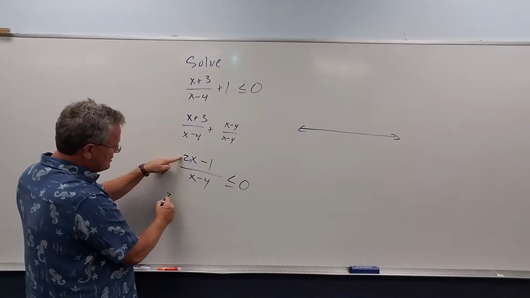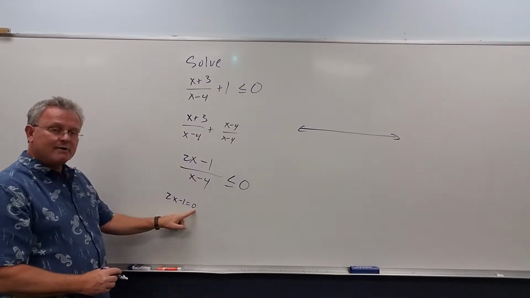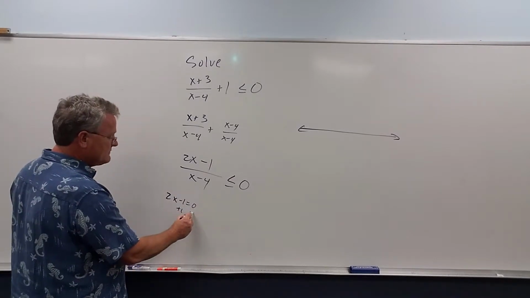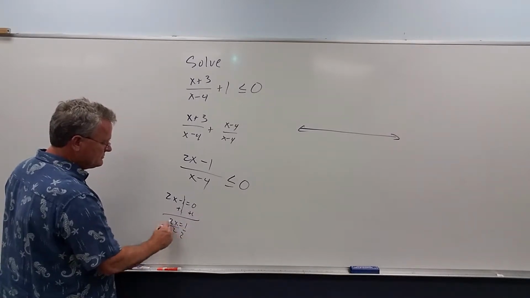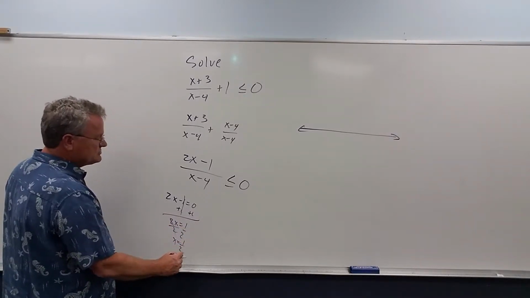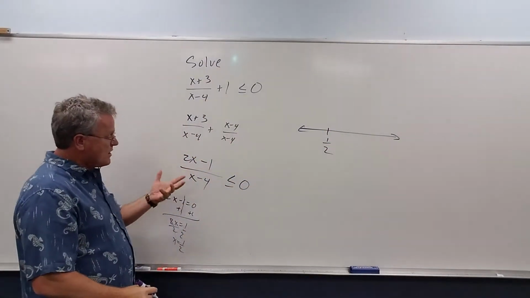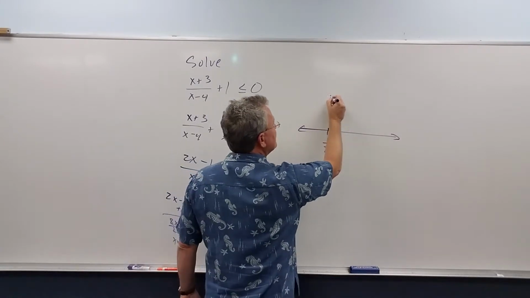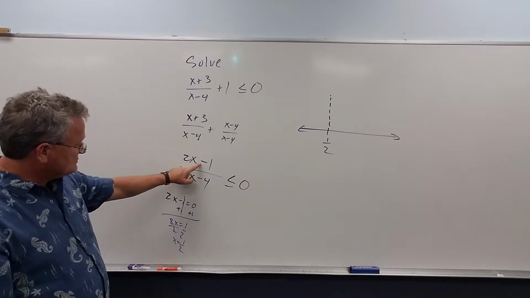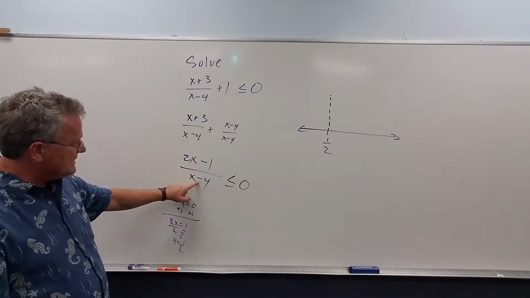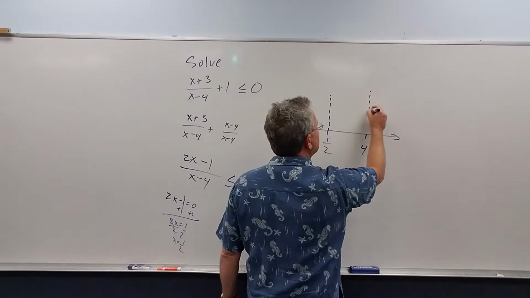This is equal to 0. 2x minus 1 is 0. If I add 1, we get 2x equals 1. Divide by 2, and we get x is a half. So we know that a half is one part of our interval. Let me put a divider in there, like in the quadratic inequalities. So that's when the numerator is 0. The denominator is 0 when x is 4. Let me put a 4 here.